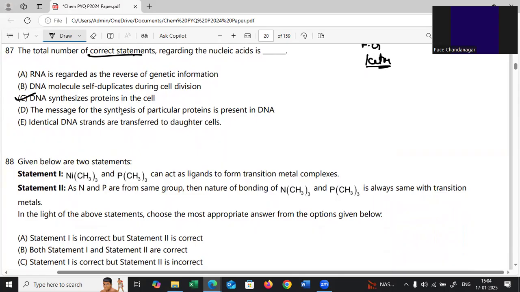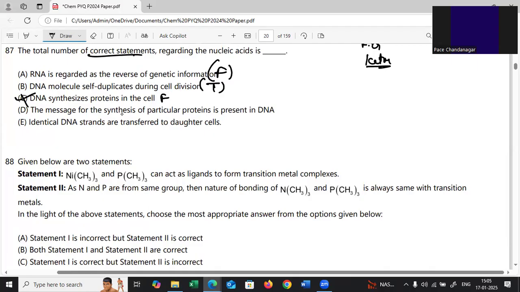RNA is regarded as the reverse of genetic information. False, bacha, false. DNA molecules self-duplicate. Yes, it is true. DNA synthesizes proteins in the cells. No, it is false. Then RNA has got ribosomes. No, they have these protein synthesizing cells.